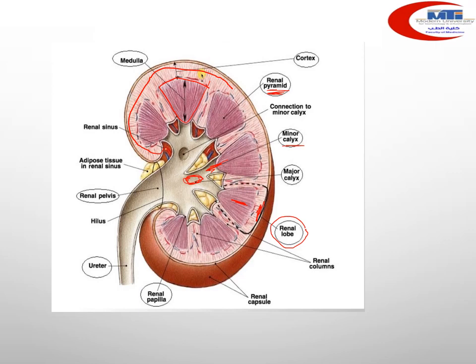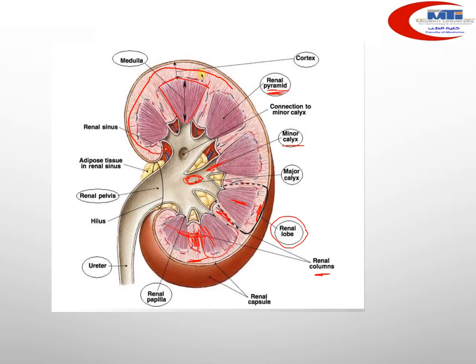You have renal columns, the part that resembles the cortex, present in between two medullary areas. The renal lobule is formed of a medullary ray and is surrounded by cortical tissue. This is the medullary ray, and this is the cortical tissue. Anyway, the outer part is called the cortex, and the inner part is called the medulla.